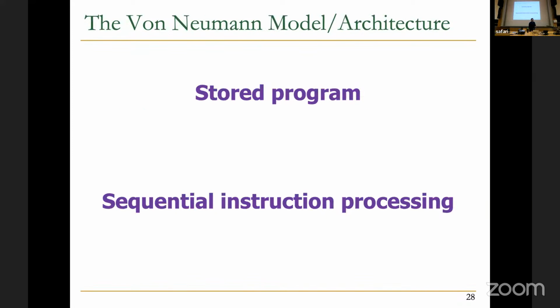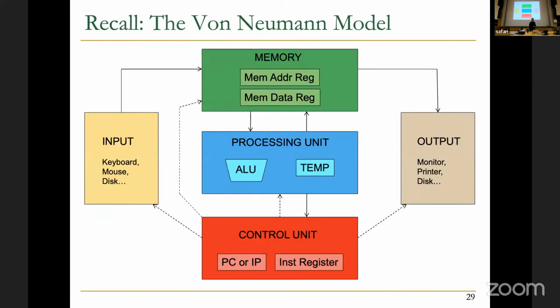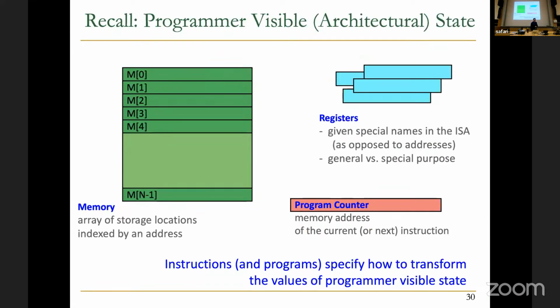So, the von Neumann model, just recall that. We have sequential instruction processing. That's what we're going to assume. And we're going to assume a thing like this. And this is what we mean by programmer-visible state, if you forgot: memory, registers, program counter. These are programmer-visible. Well, there could be programmer-invisible registers also, as we discussed, and we're going to introduce them as we go along in this lecture. And those will be called microarchitectural registers. They will aid the processing that we do to get benefits. Basically, instructions and programs specify how to transform the values of programmer-visible state.